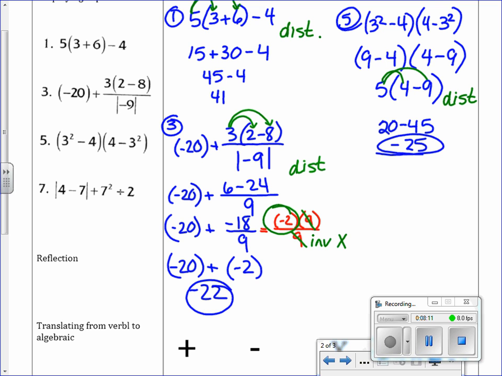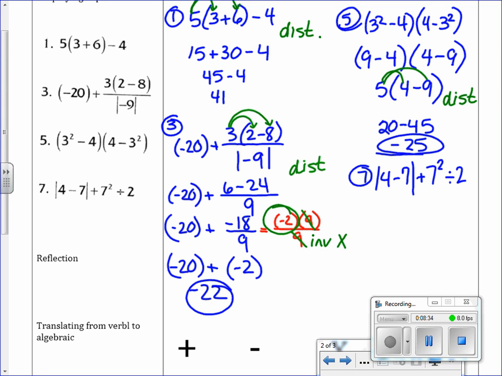Finally, on number 7. When I was solving this, I really couldn't see a whole lot of properties I was utilizing from the list that we have on the first page. If you see it, go ahead and write it down in the reflection section so you can share with the class.